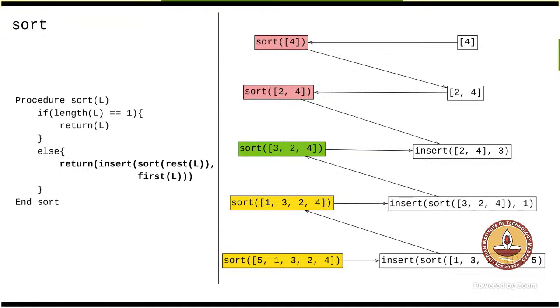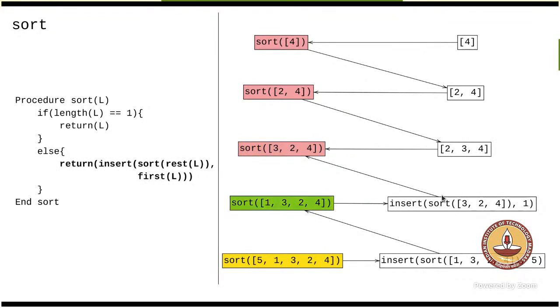Insert itself is another procedure which we have not written down here. So insert is inserting the element 3 in the correct place in a sorted list. Exactly. So that is 2, 3, 4, and finally this becomes what?